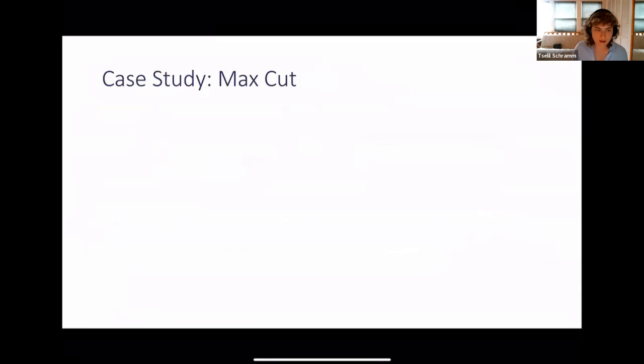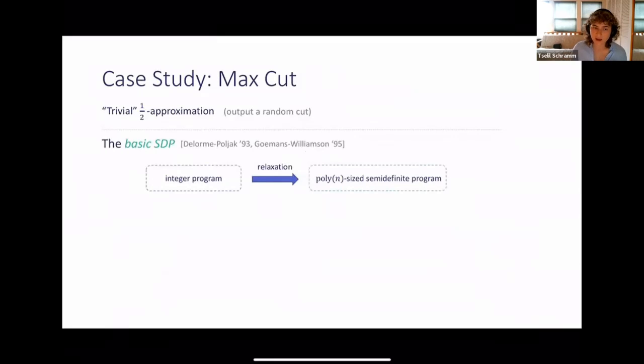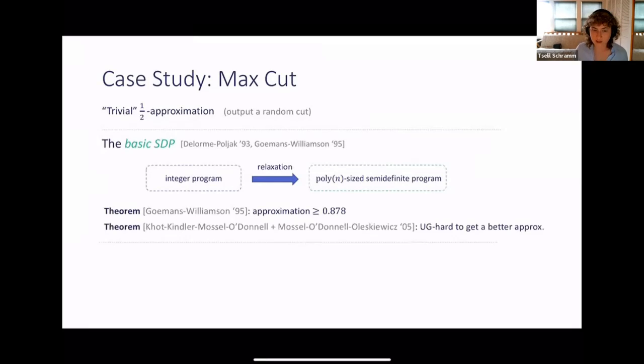Okay, so our case study will be max cut, and here is the lay of the land. For max cut, there's a trivial half approximation. You just output a random cut. It's easy to see that this will cut half of the edges on average. And seemingly the half approximation of the random cut was the best thing that we knew until Goemans and Williamson and Delorme and Poljak analyzed a basic semi-definite program, which I'll call the basic semi-definite program. Goemans and Williamson showed that this semi-definite program gets a 0.878 approximation. And assuming the unique games conjecture, this is the best that we can do.